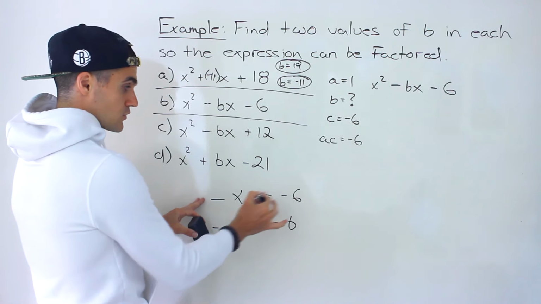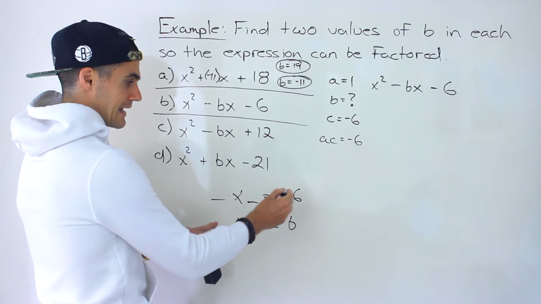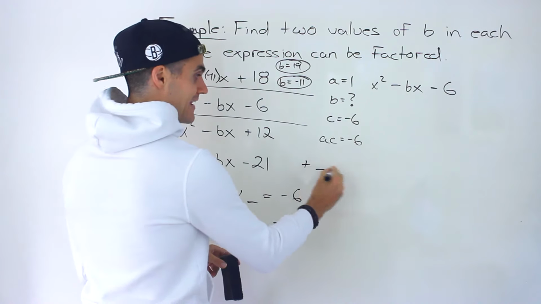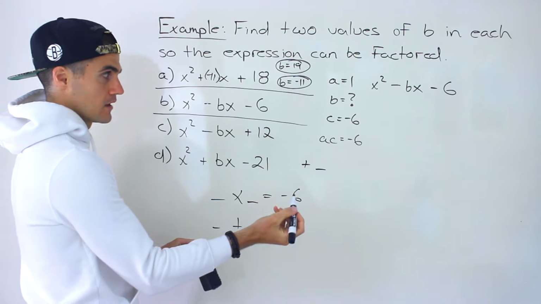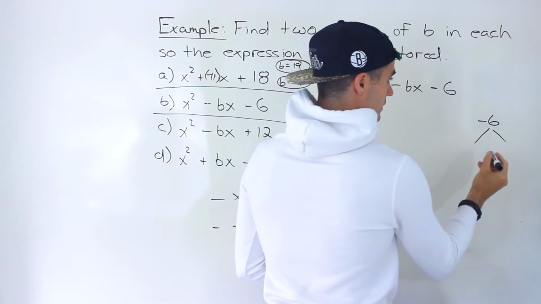So because we're finding two numbers that multiply to a negative value, notice that these two numbers have to be a combination of what? Positive and negative values, right? So if we take this -6, let's break it down into some factors.